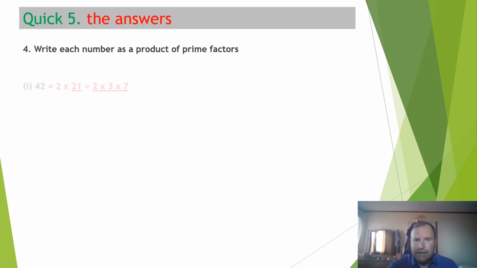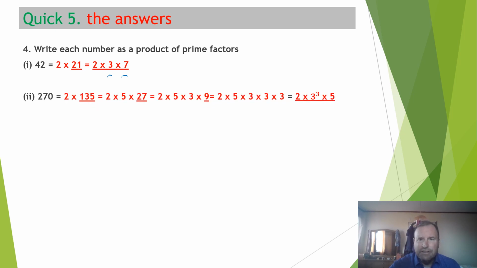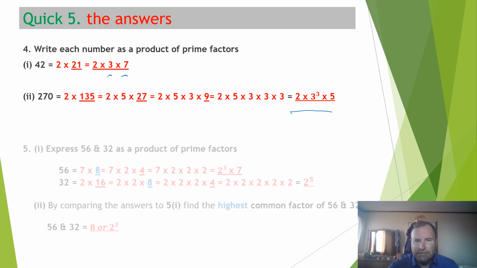Okay, the fourth one, write each number as a product of prime factors. So we've got 2 times 21, and the prime numbers that multiply together to give us 21 are 3 and 7. So that is the product of prime factors for 42. 270 is this answer here, 2 times 3 cubed times 5. I've just shown you a bit of working. Hopefully you understand that. We put them in order of prime numbers: 2 times 3 cubed times 5. And shorthand notation makes it all a little bit neater.